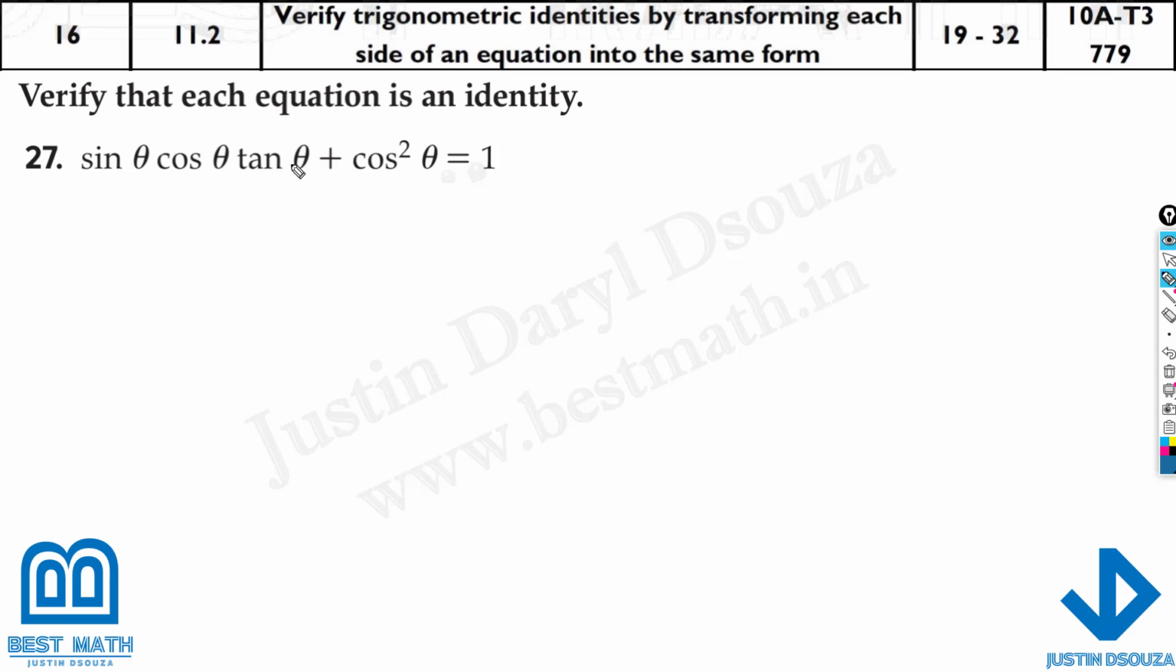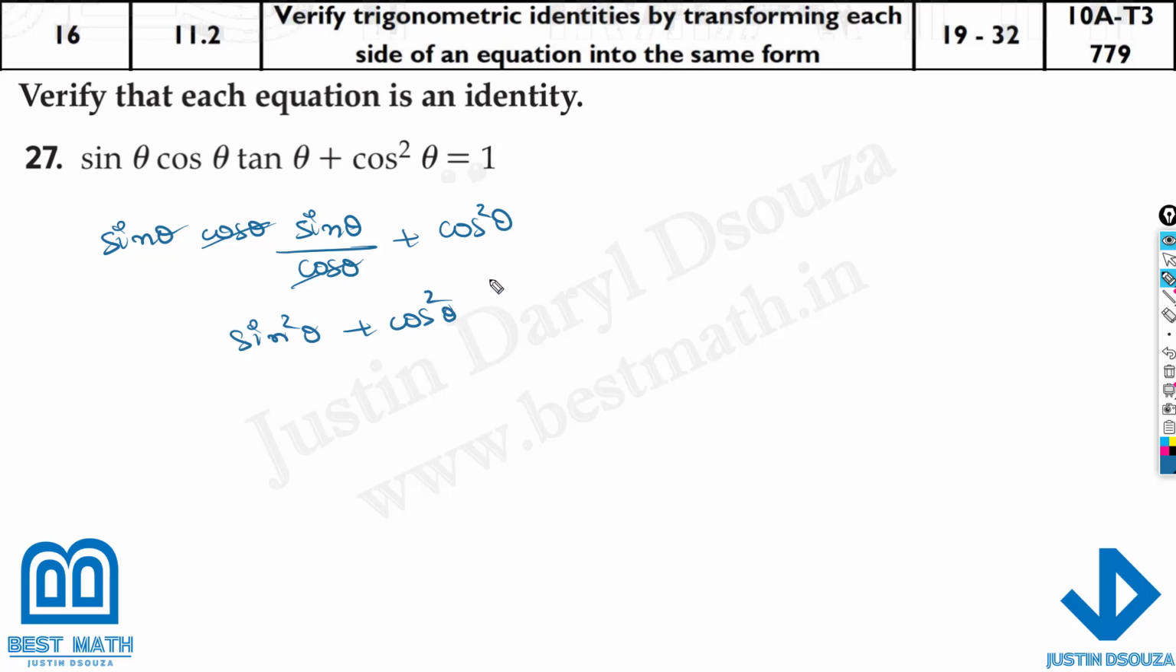Okay. We are in the 27th problem. Sine theta, cosine theta, tan theta plus cos square theta equals 1. Here sine, let it be as it is. Cosine also, same thing. What is tan theta? Tan theta is sine theta by cosine theta. Then we have cosine square theta. Here what happens? This cosine is cancelled. What happens? Left side is sine square theta plus cosine square theta.